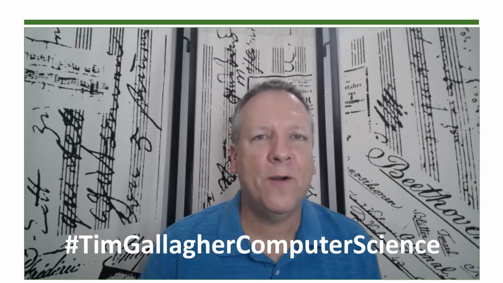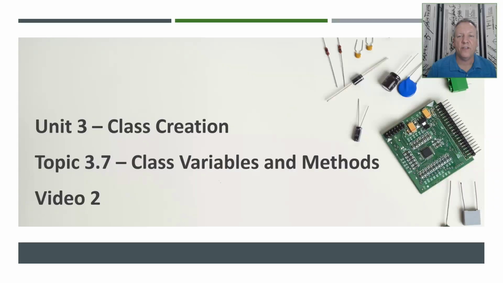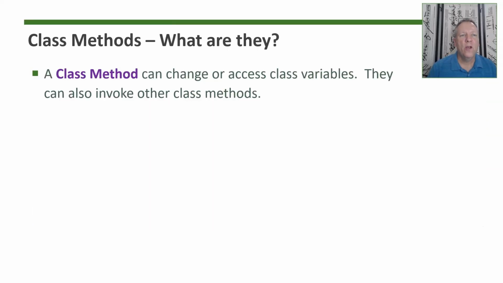My name is Tim Gallagher, and today we are going to be discussing AP Computer Science A, topic 3.7, class variables and methods. And in the second video, we'll develop code to define the behaviors of a class through class methods. Let's get started. So let's talk about what class methods actually are.